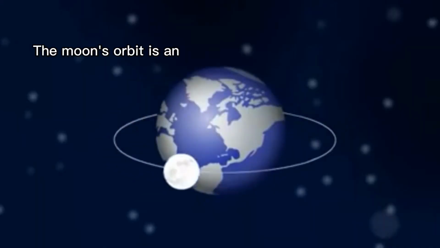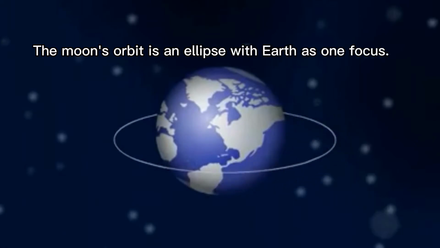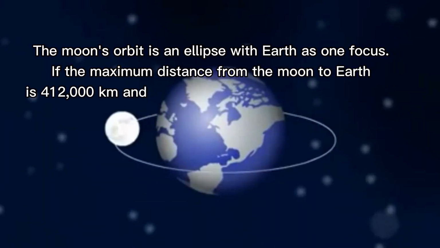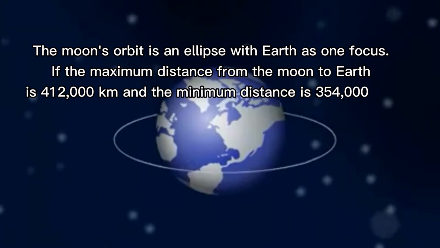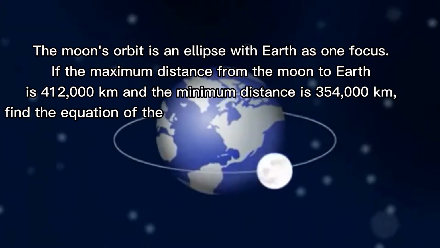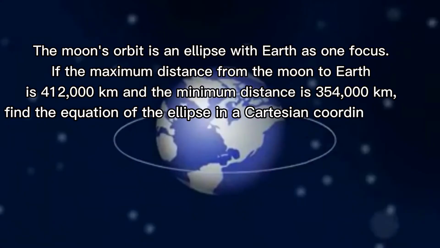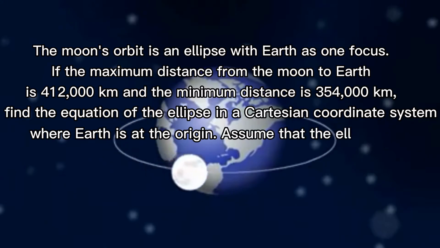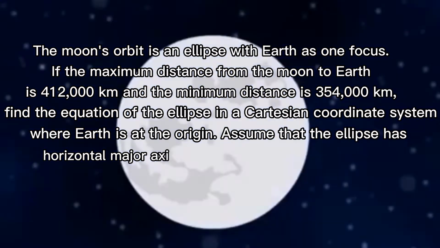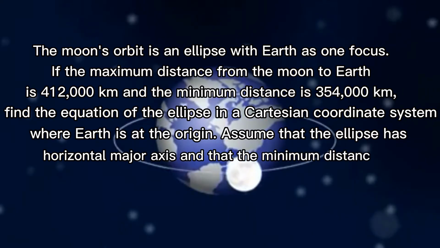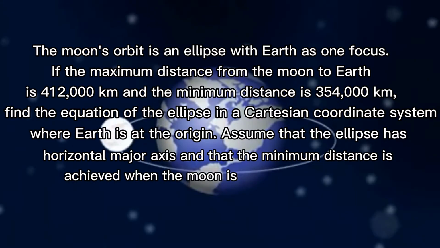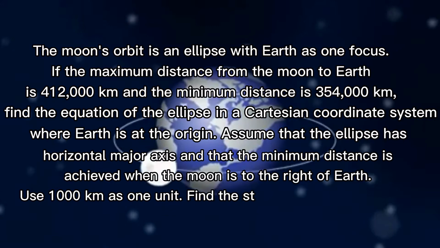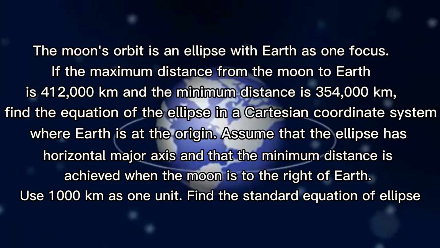The moon's orbit is an ellipse with Earth as one focus. If the maximum distance from the moon to Earth is 412,000 km and the minimum distance is 354,000 km, find the equation of the ellipse in a Cartesian coordinate system where Earth is at the origin. Assume that the ellipse has a horizontal major axis and that the minimum distance is achieved when the moon is to the right of Earth. Use 1,000 km as one unit. Find the standard equation of the ellipse.